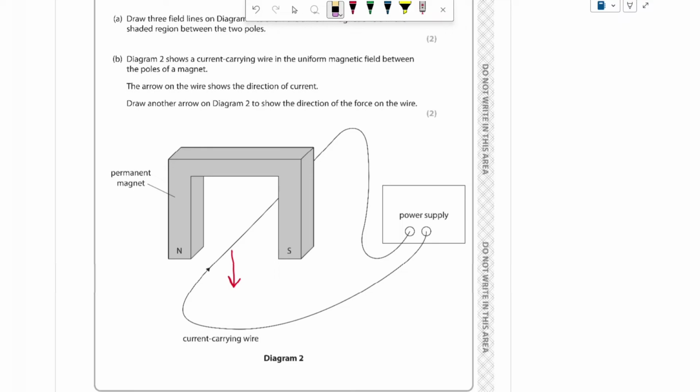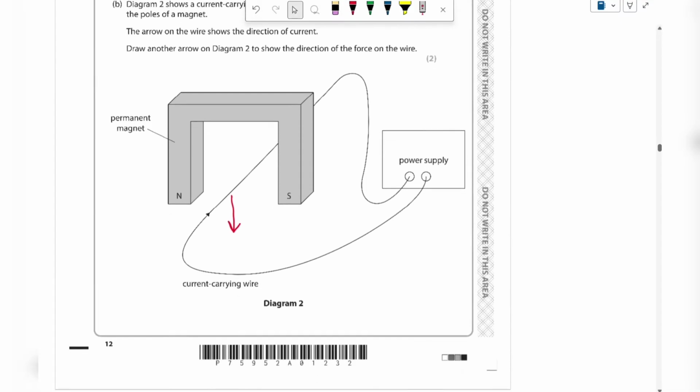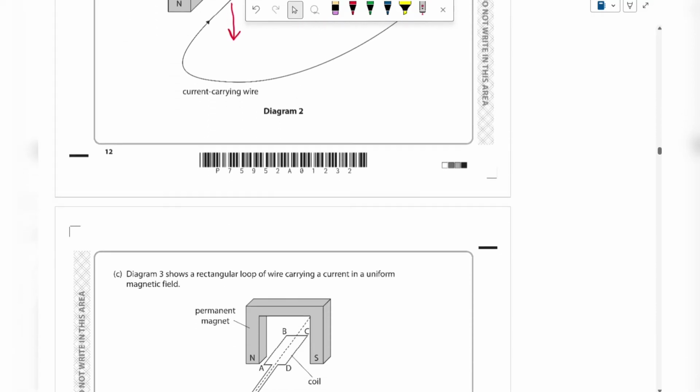2 marks for doing that. Yeah, one mark for figuring out it's perpendicular, in other words, it's up or down, and 2 marks for getting it's downwards.